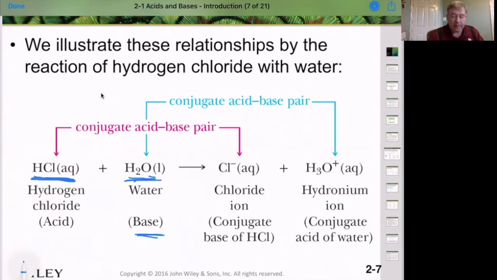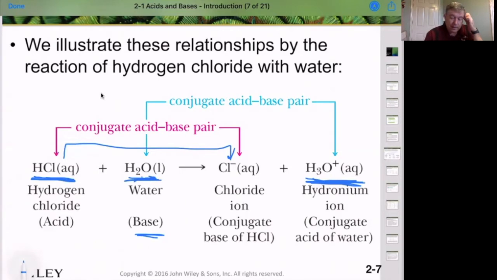So once the HCl donates its proton, the other half of the molecule, the chloride, becomes the conjugate base, okay? The acid becomes conjugate base. Now the water, it was the base because it's accepting the proton. But once it accepts the proton, it becomes the hydronium ion, which we know is an Arrhenius acid. So this base is now the conjugate acid. Okay, so that's how they work.